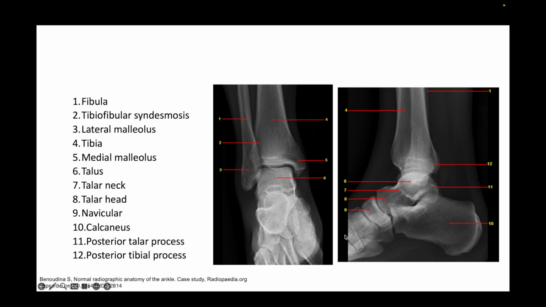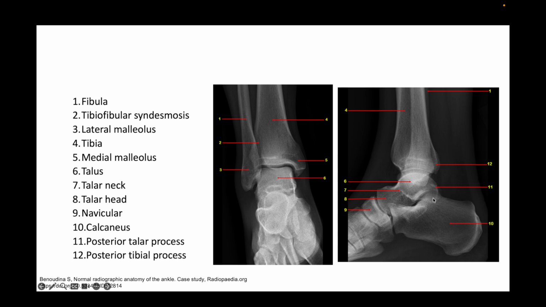Let's look at an X-ray, a labeled X-ray, anterior view, lateral view. This is your fibula. Remember, the distal part of your fibula is called your lateral malleolus, and the distal part of your tibia, the most medial distal part, is your medial malleolus. The bone that these articulate with is your talus. This is a lateral view. This is your talus again. Your heel is your calcaneus.